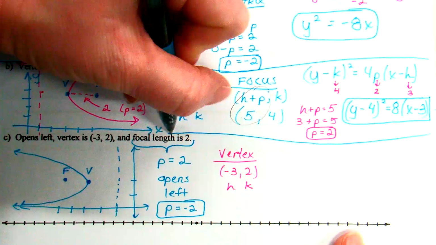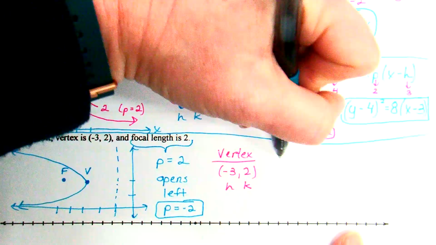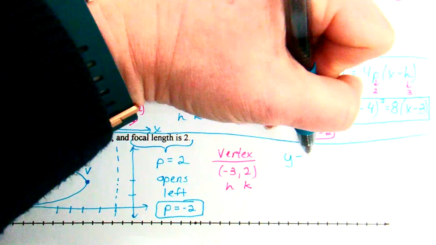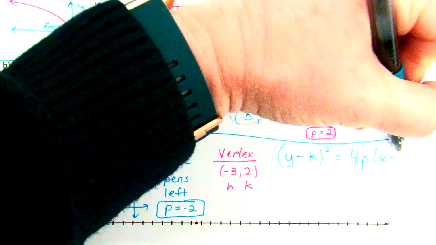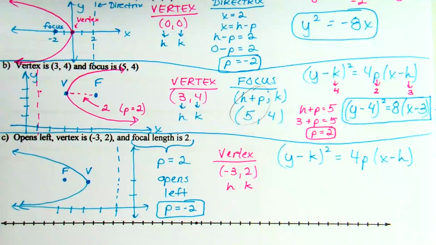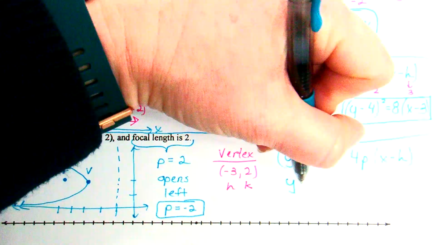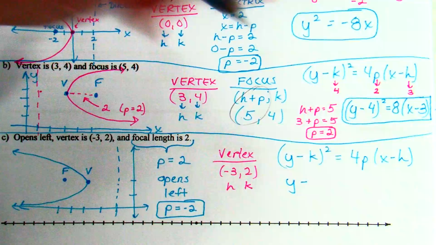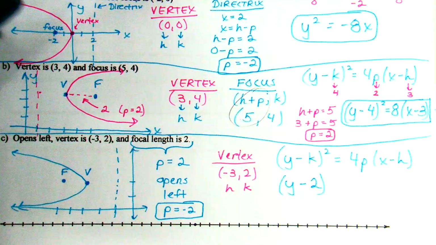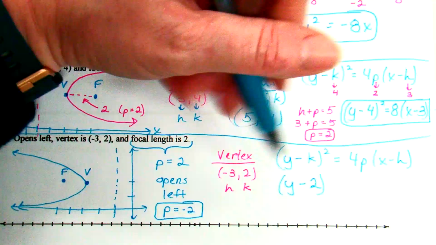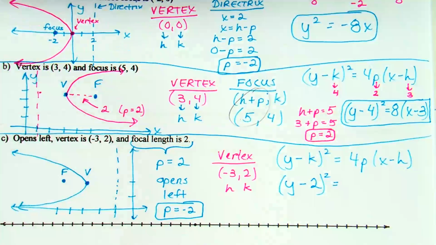Ready to write an equation? I'm going to write out the form again. Again, it's the second column because it opens left. So y minus k squared equals 4p times x minus h. So y minus what? y minus 2. The y value, so k, which is 2. And realize when it's y minus, that's always going to be the second number in the vertex. That way, if you don't want to think h or k, just y goes with the y coordinate.